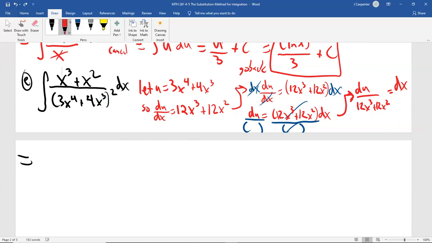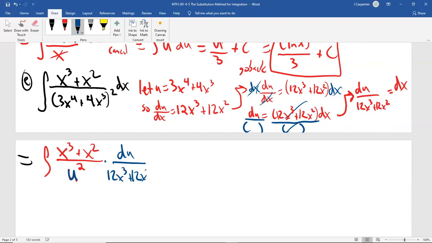So what we get is the integral. I'm leaving the x cubed plus the x squared in the top alone for now. Over, the parentheses, the inside of that is now just u. Because it's just a single term, I don't need the parentheses anymore. So that's u squared, and I said I would change colors to show the substitutions. So that's what changed. And now the dx is this du over blah, blah, blah. So this is times du over the 12x cubed plus 12x squared.